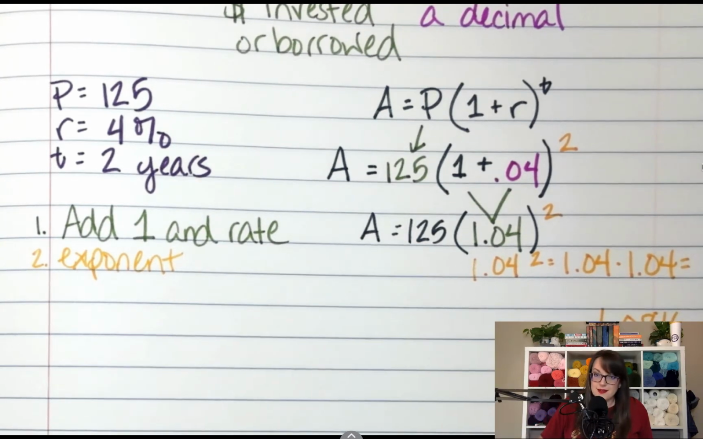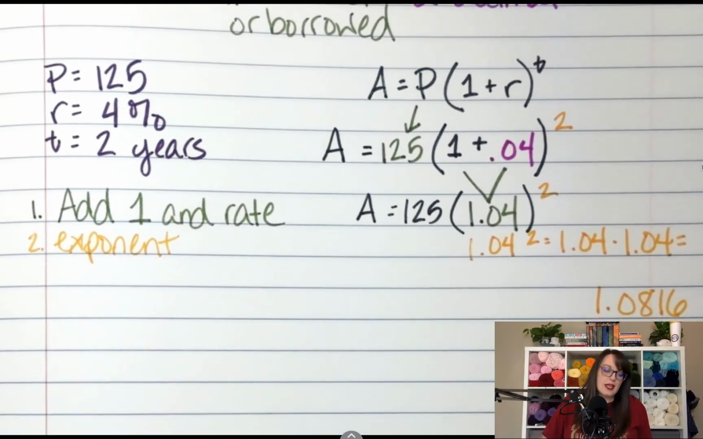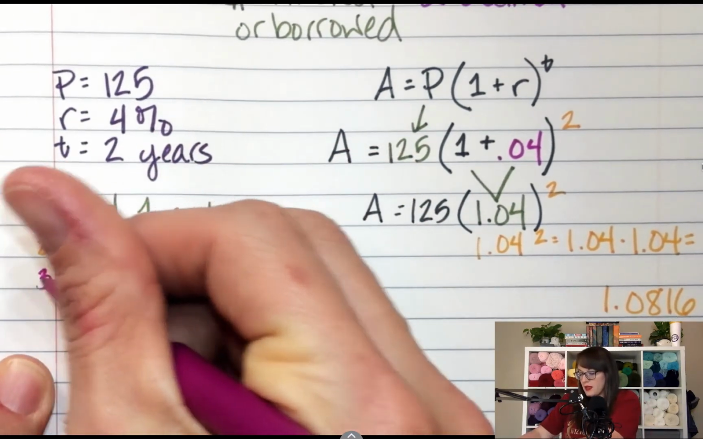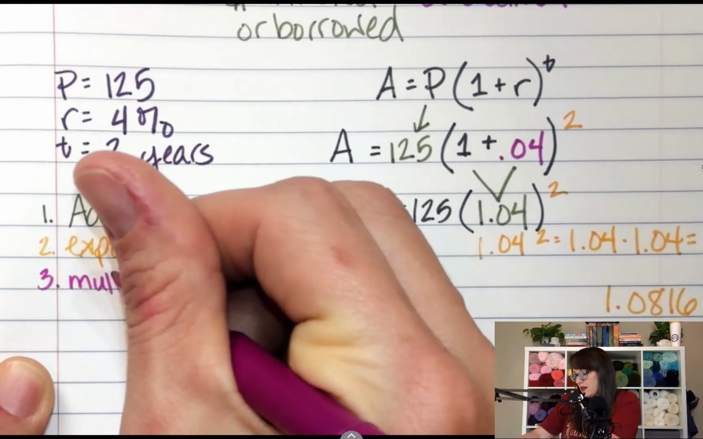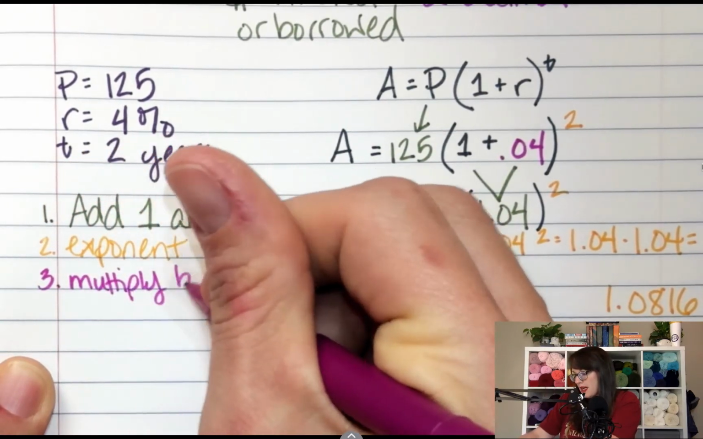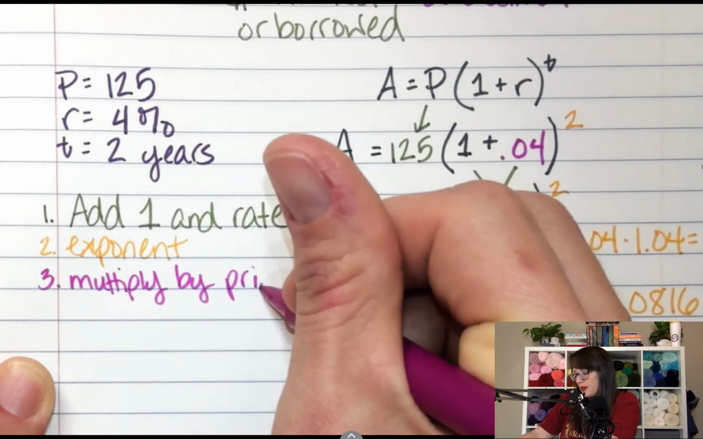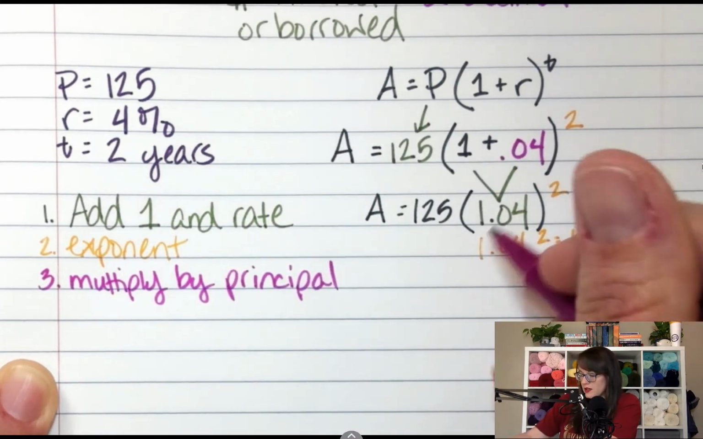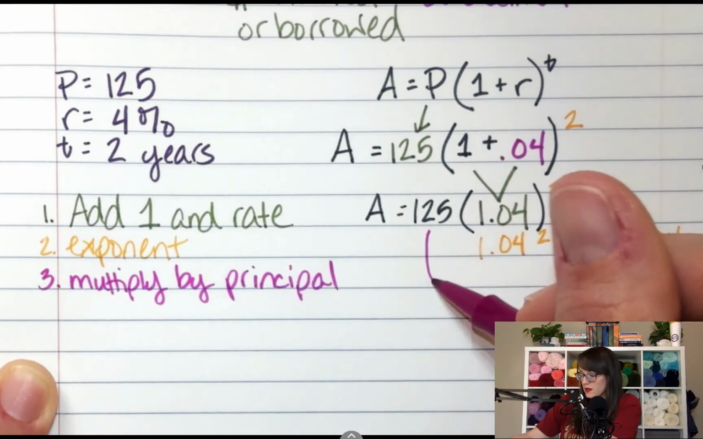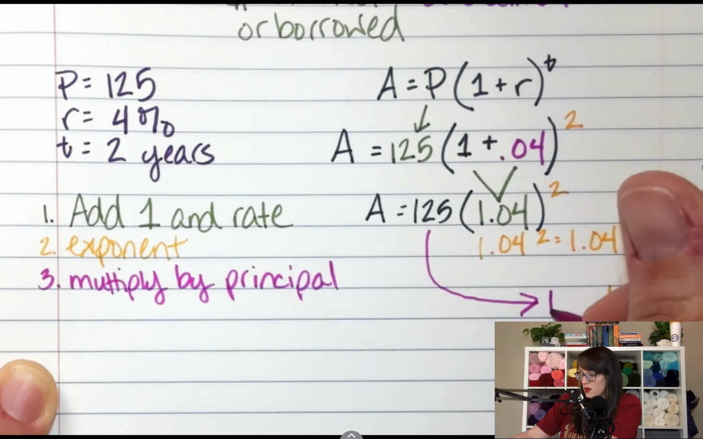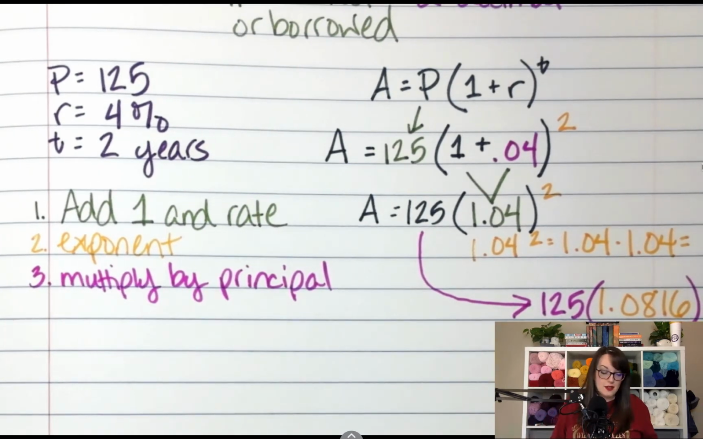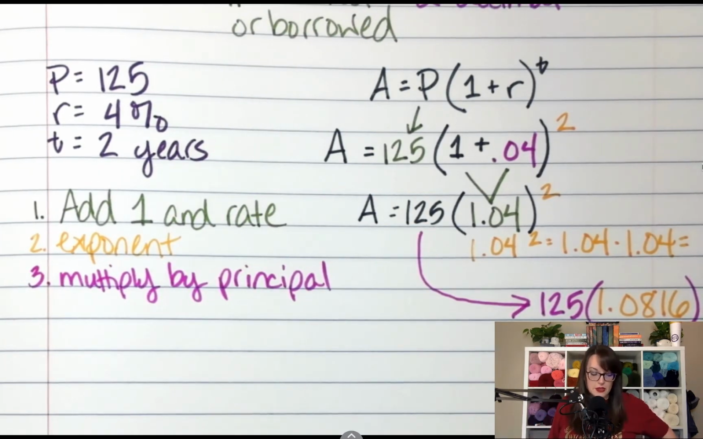1.0816. Yeah, that one's kind of brutal. Then, last step, I multiply by principal. So step 3, I multiply by the principal. So this, and don't forget the 125. 125 times that. I'll let you work that out. Tell me what you got.